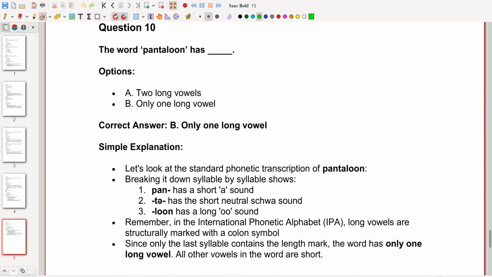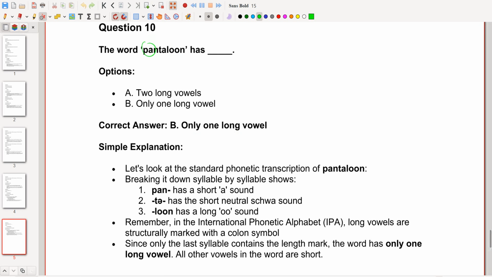Now, let's read this word pantaloon. We are going to check how many long vowels this word has. Pantaloon. I am only prolonging my pronunciation in this part. Here also there are vowels, but I am not prolonging these two vowels. I am only prolonging the pronunciation of this vowel, therefore I have only one long vowel. Hear my pronunciation again. Pantaloon.